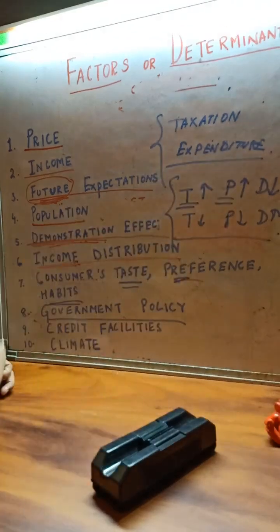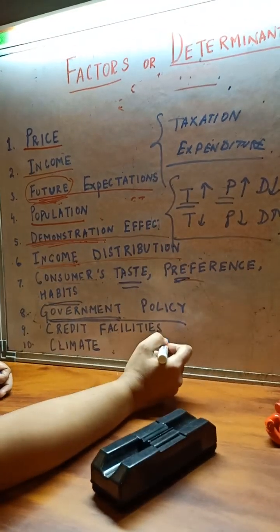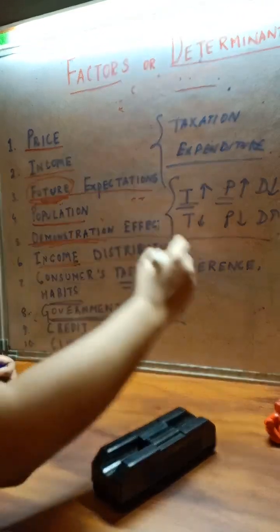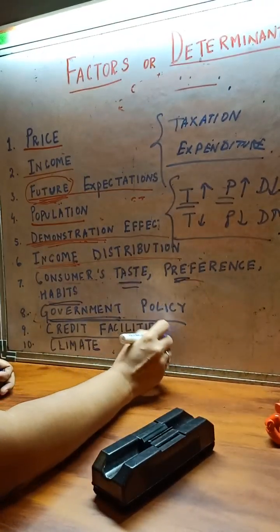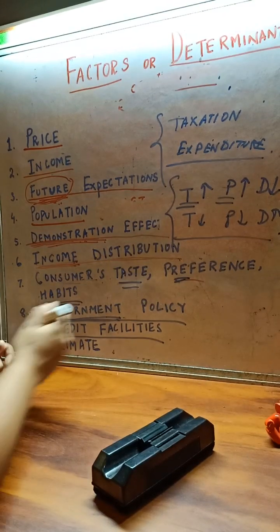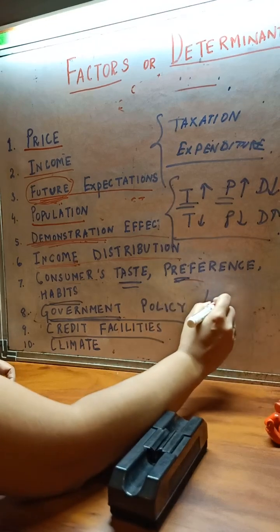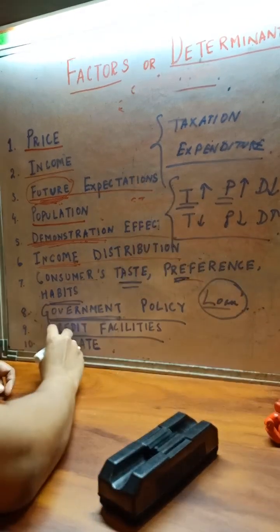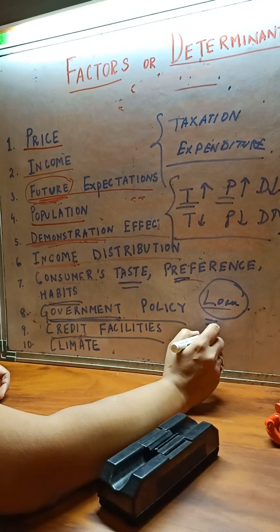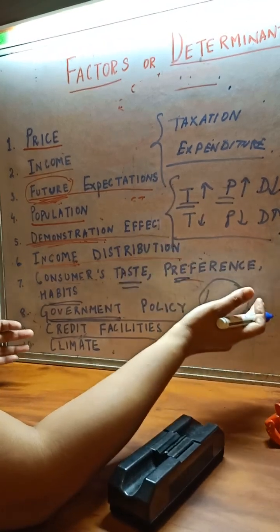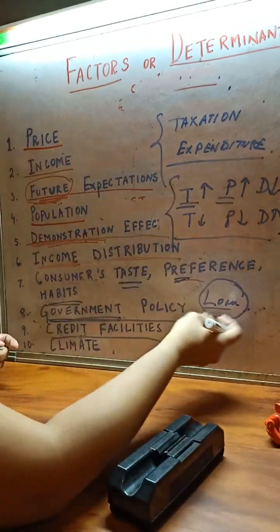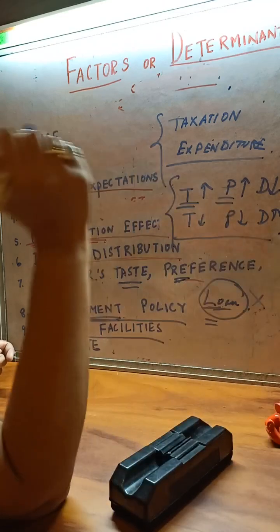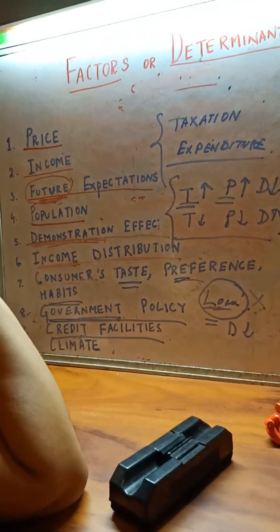So you can see that government policies on prices, on taxation, on expenditure definitely have an impact on the demand for a commodity. Next, we have credit facility. Now, what is the meaning of credit? Credit is basically what we refer to as a loan. If credit facilities are easily available for a consumer, definitely the demand will rise. The consumer will demand more of the commodities. If the loan facilities are not available, demand will be less in the market.